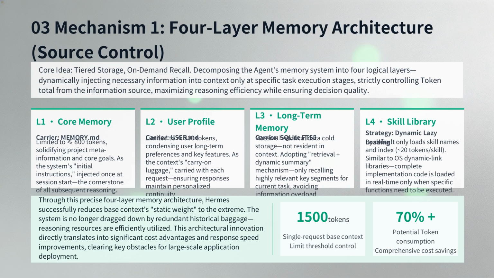The first mechanism is the 4-layer memory architecture. Its core idea is tiered storage, on-demand recall. Like our brain, Hermes divides memory into 4 layers: core memory, user profile, long-term memory, and skill library. The most important core info resides in memory, while huge historical conversations and skill libraries are called on demand through retrieval and summarization. Thus, each request's carried context is greatly compressed. This alone saves over 70% of tokens.